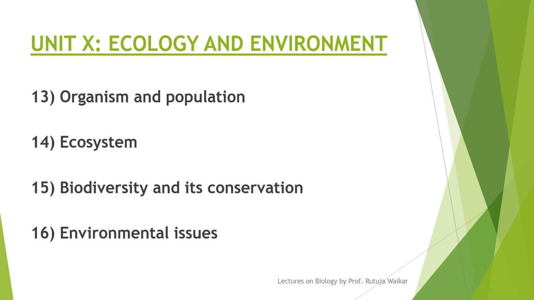Then chapter number 14 is the ecosystem. In this you have to study the ecosystem in detail. Different cycles are there, like the carbon cycle and other cycles. Then ecological services like carbon fixation, pollination, the types of pollination, seed dispersal, and oxygen release. You have to study these in brief in this lesson, ecosystem.